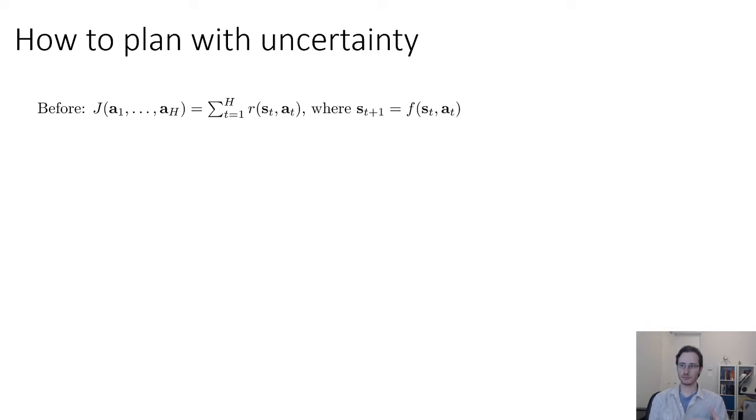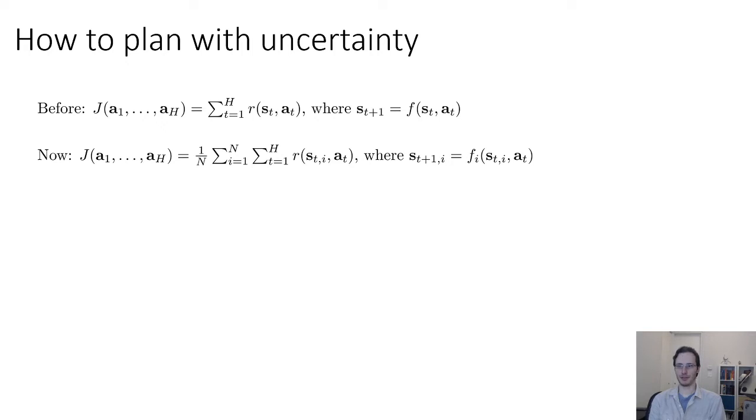So before, when we were planning, we were essentially optimizing the following objective. We were optimizing the sum from t equals 1 to H of the reward at s_t, a_t, where s_{t+1} is equal to f of s_t, a_t. So whether you use random shooting, CEM, whatever, this is essentially the problem that you're solving.